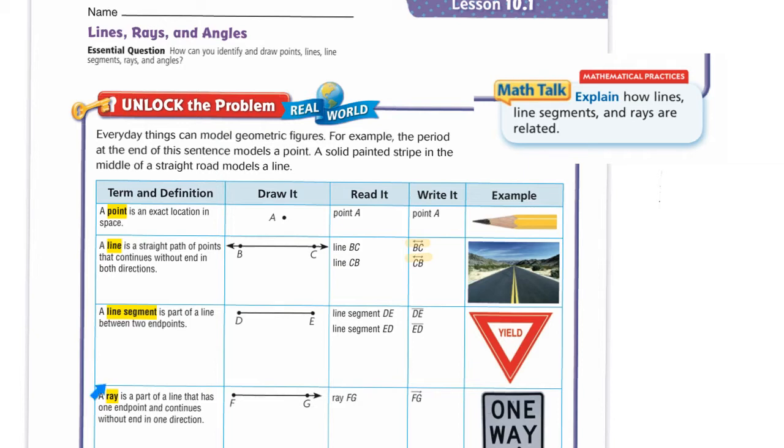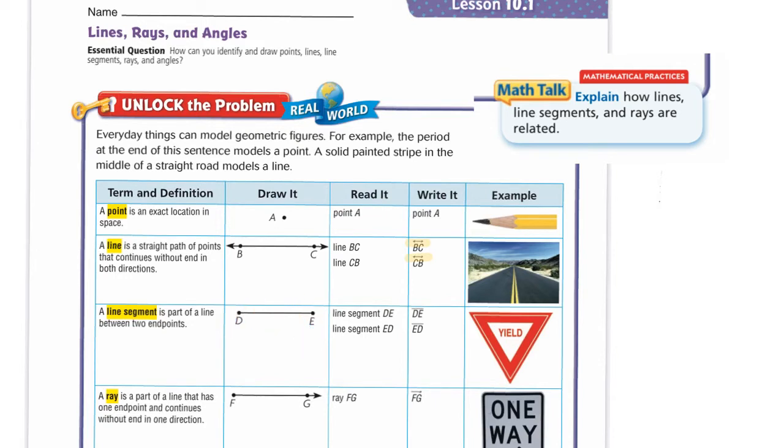Our next vocabulary term is going to be a line segment, which is part of a line between two endpoints. So that's why they call it a line segment or a line section. It's a piece of a bigger line. And you can see how a line segment would be drawn differently. In this instance, you have a line segment DE, and you know it's a segment because it has the two endpoints on the end instead of arrows. So those endpoints indicate it is a piece, or a section, or a segment of a larger line that you want to just focus in on.